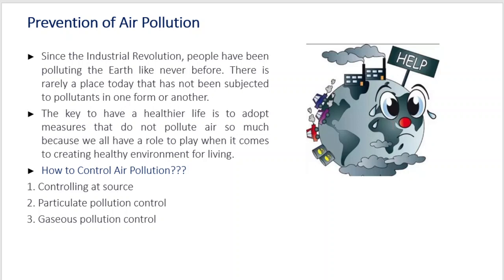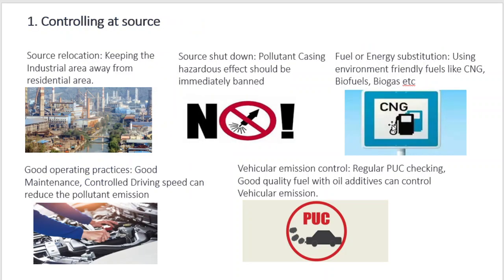Because we are saying the topic is air pollution. The first point is controlling at source. We have to identify different kinds of air pollution sources, and we have to control the air pollution at the sources. Second one is particulate pollution control, and third one is gaseous pollution control. In this lecture, we see them one by one. So first one is controlling at sources.